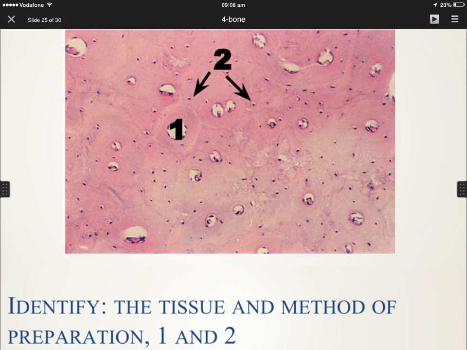This is a picture of decalcified compact bone. Identify the tissue: it is compact bone. The method is decalcification. If you are asked how decalcification takes place, it is by putting the bone in 10% nitric acid to dissolve the calcium, and after that the tissue becomes soft and it is fixed and stained. Identify 1 and 2. Here 1 is the Haversian blood vessel and 2 are the osteocytes.